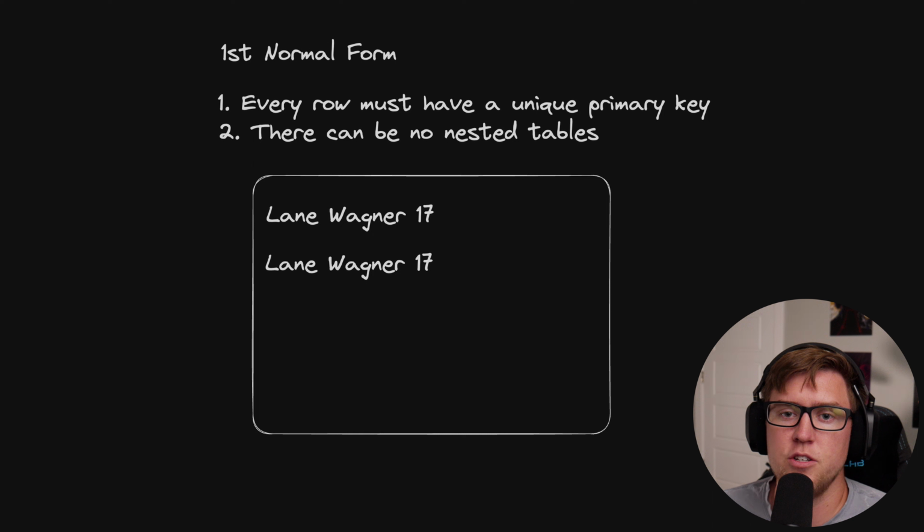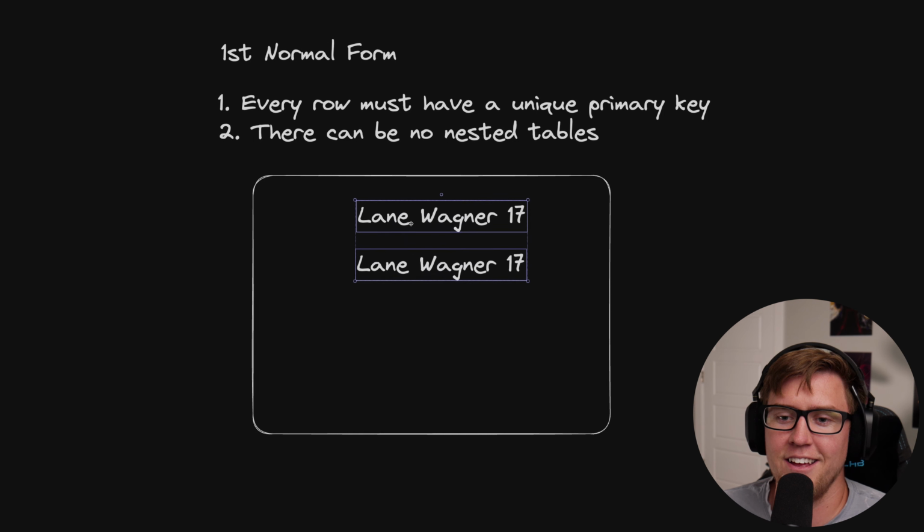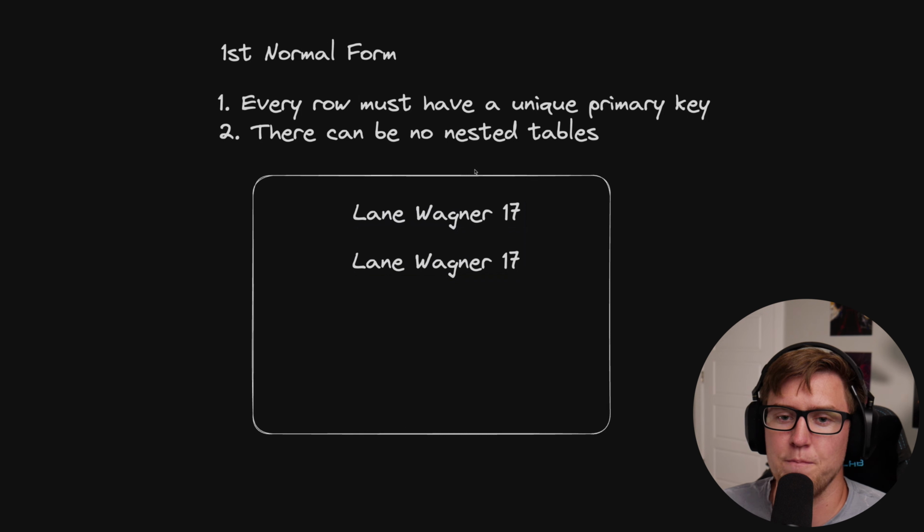So the simplest way to escape being outside of any normal form at all would be to just add an ID column. Like if we just add IDs here and we give row number 1 ID 1 and row number 2 ID 2, then ta-da, we're in first normal form.